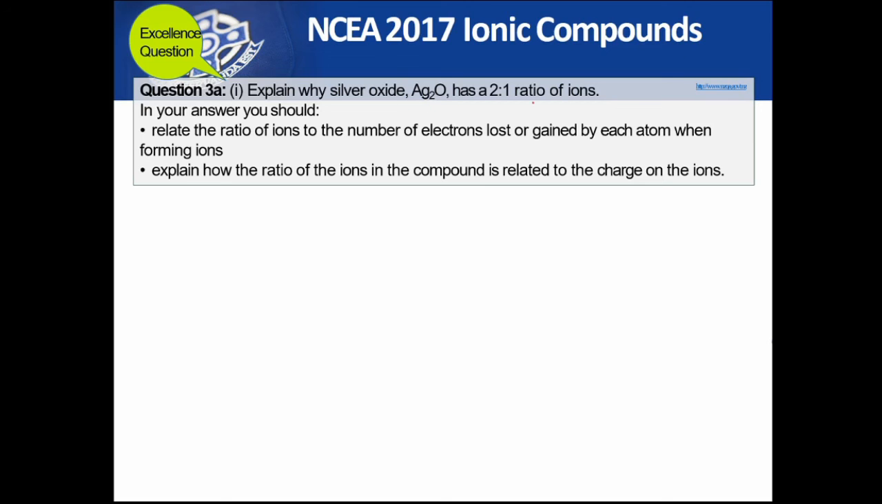Explain why silver oxide has a ratio of 2 to 1. In your answer, include the ratio of the ions and the number of electrons lost and gained. Explain how the ratio in the compound is related to the charge in the ions. Okay, so there's going to be Ag to oxygen. So how many? That's a 2 to 1 ratio. So 2 atoms of silver for 1 atom of oxygen.